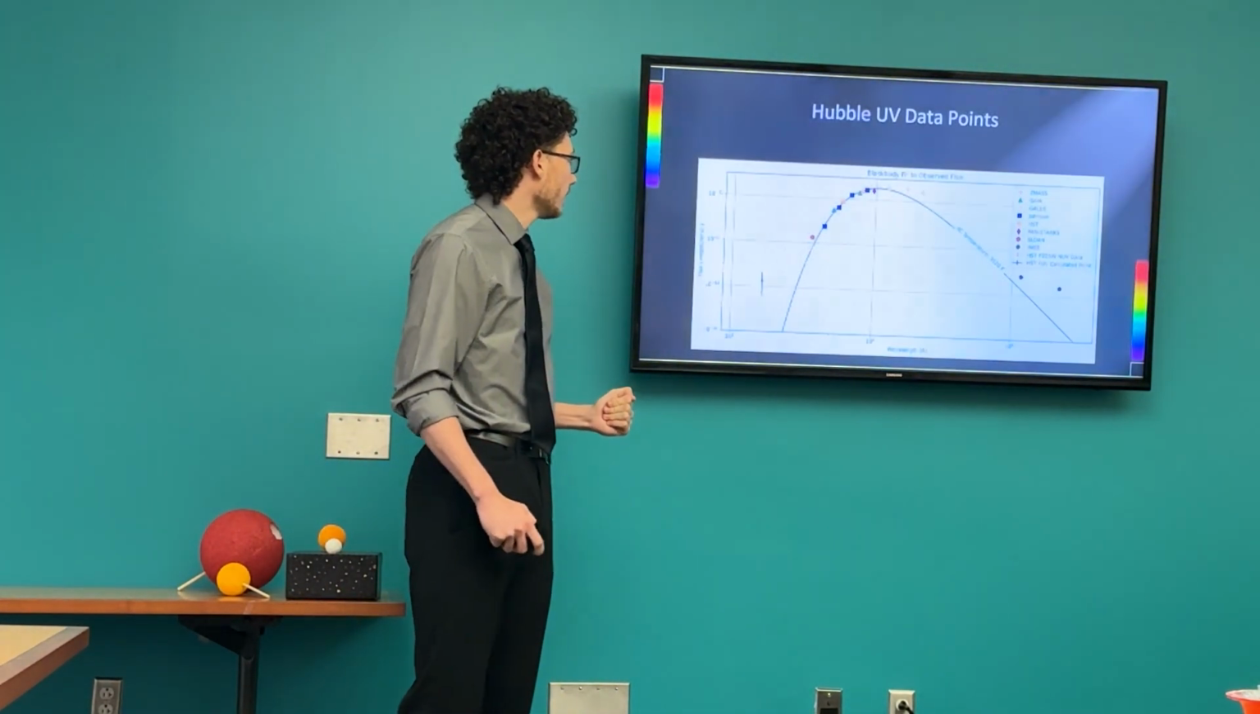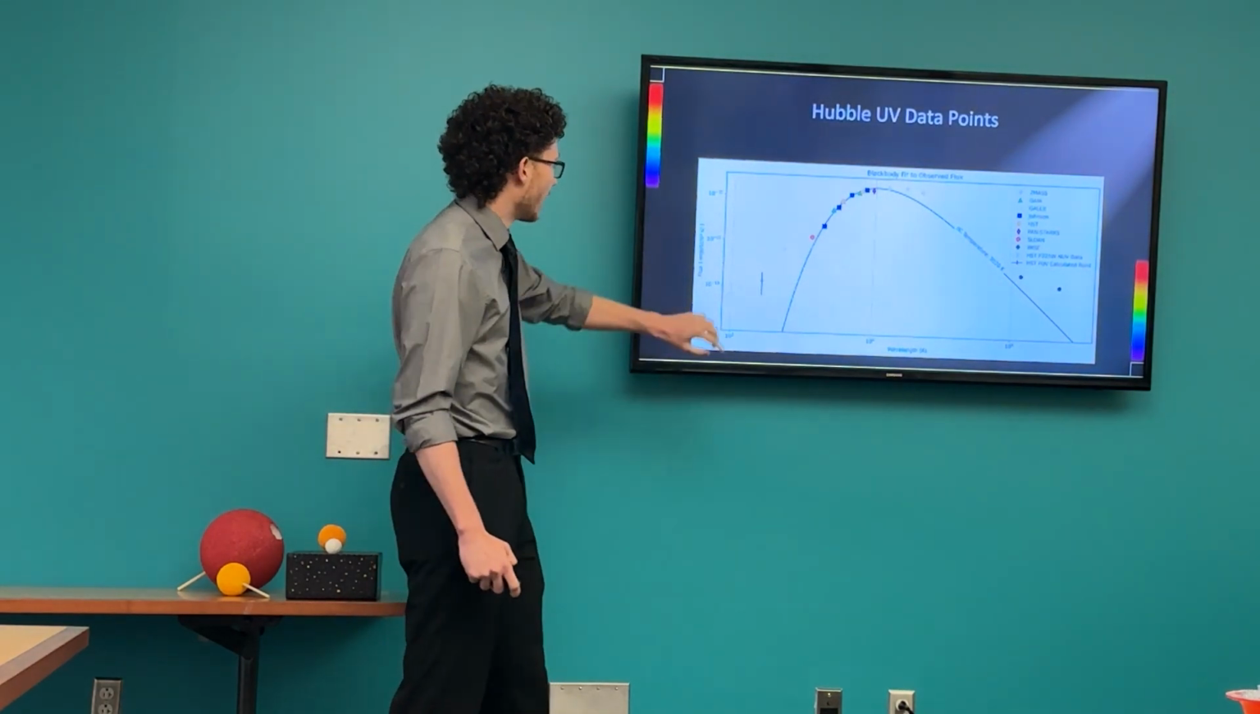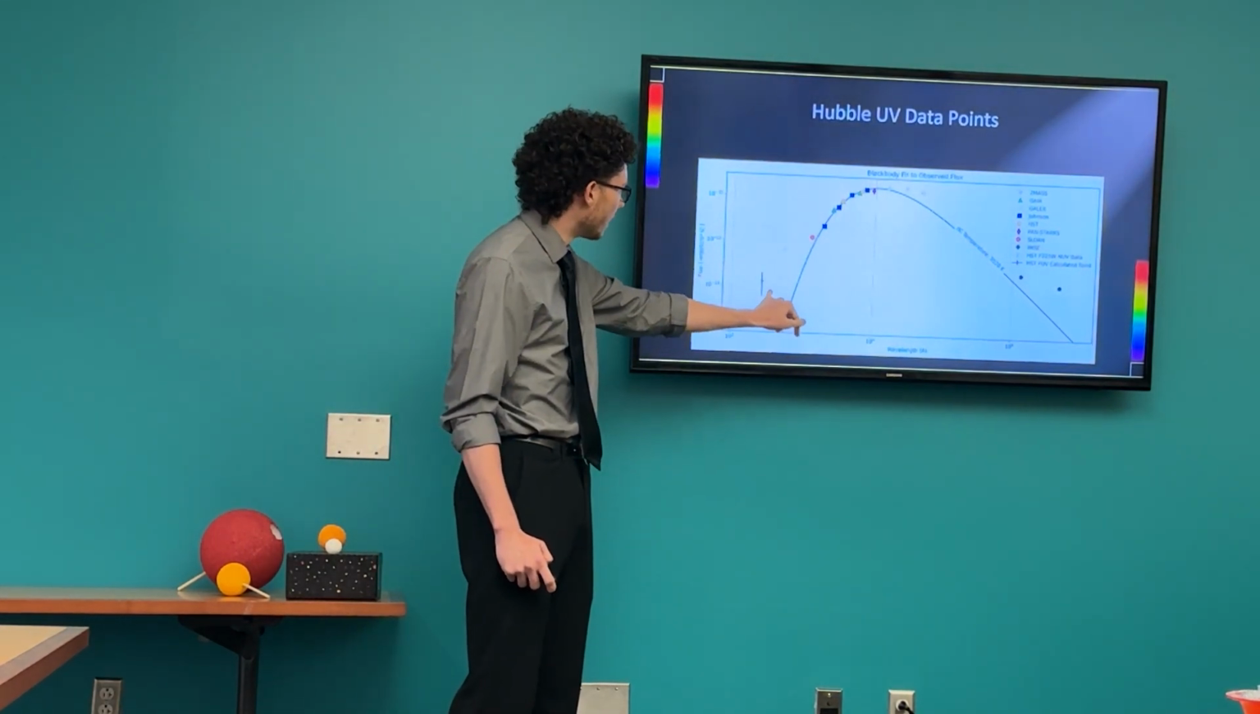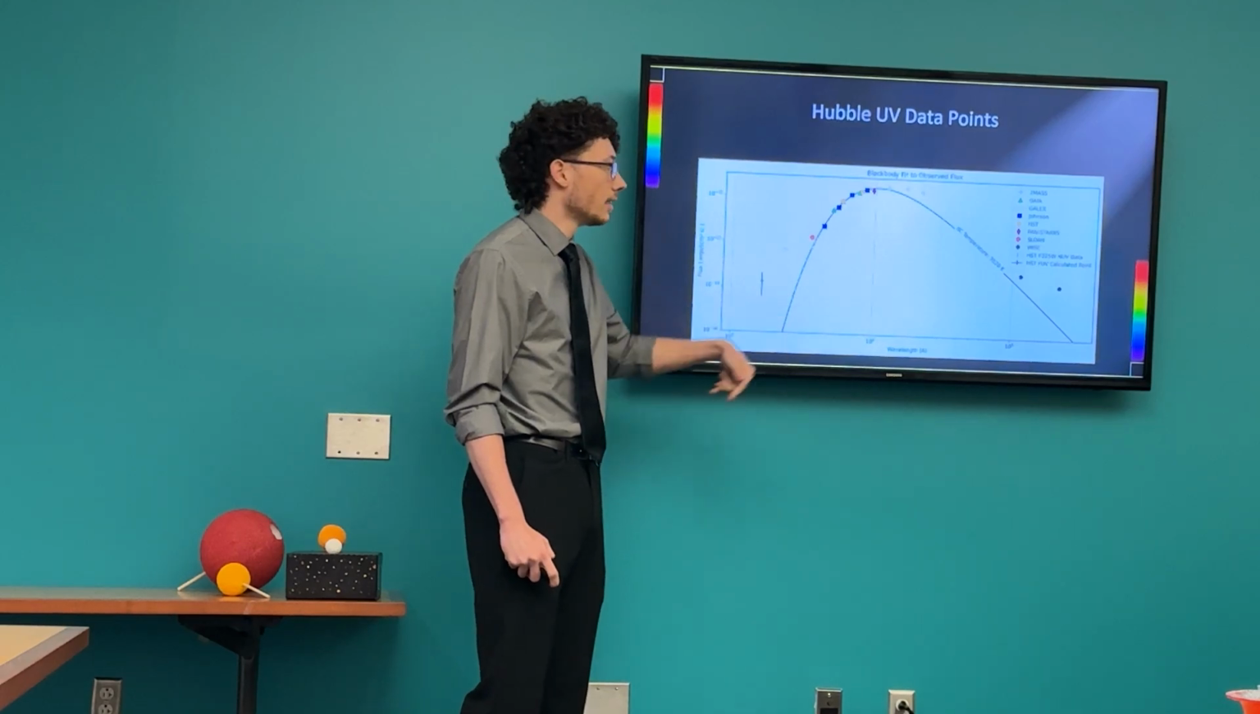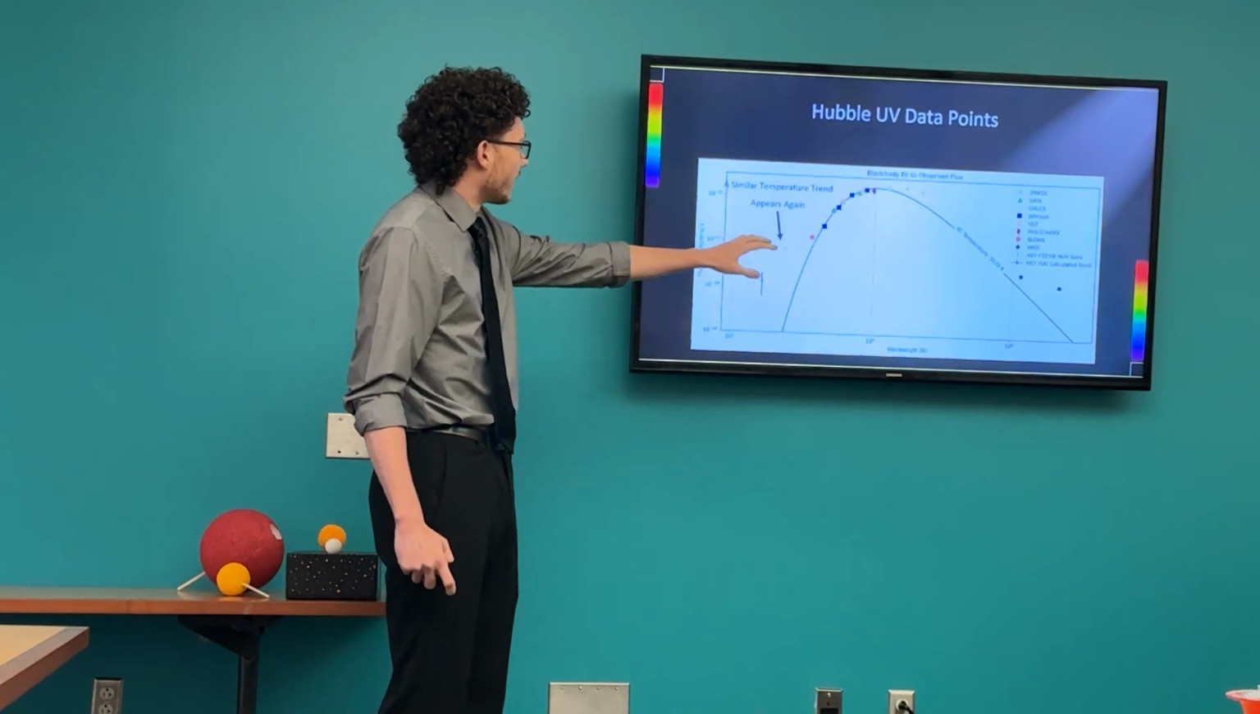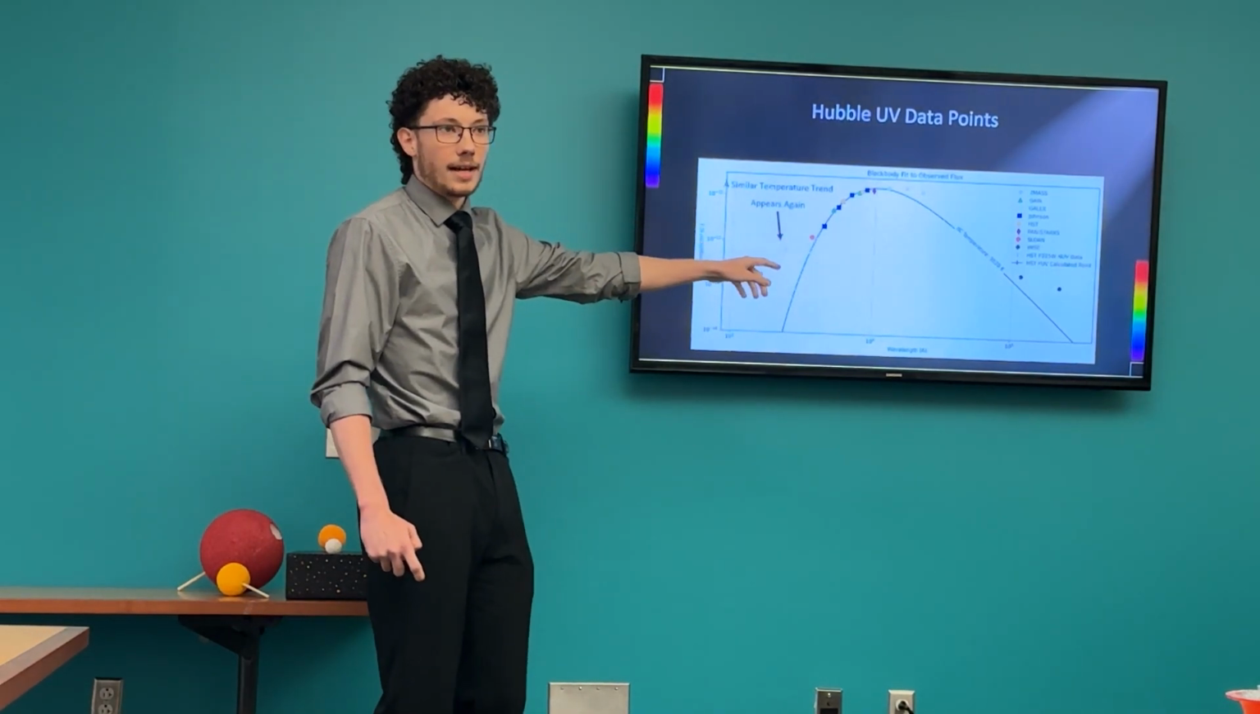And so if we go back and we now plot those 2 points that we calculated, we can see we gain 1 point here and another point down here. And so we can see that we get that similar trend that we originally got with our first star.